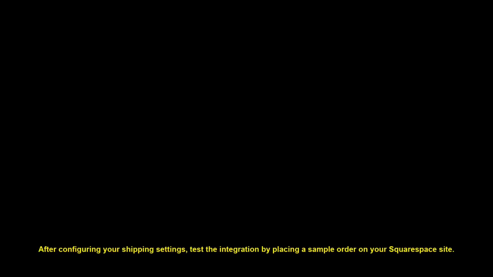After configuring your shipping settings, test the integration by placing a sample order on your Squarespace site. Confirm that the order appears in your ShipStation dashboard. Review the order details to ensure everything is correctly set up. Once confirmed, you are ready to start shipping using ShipStation with your Squarespace store. Make sure to periodically check your settings in both ShipStation and Squarespace for any updates or changes.